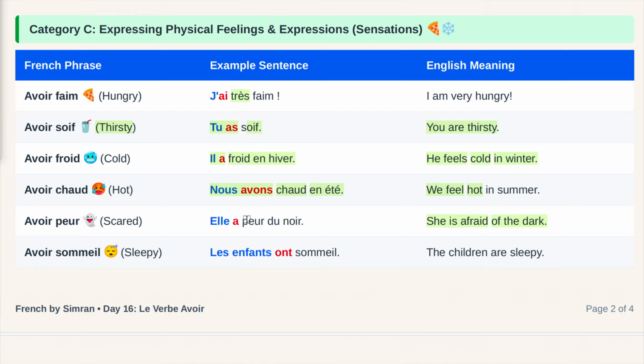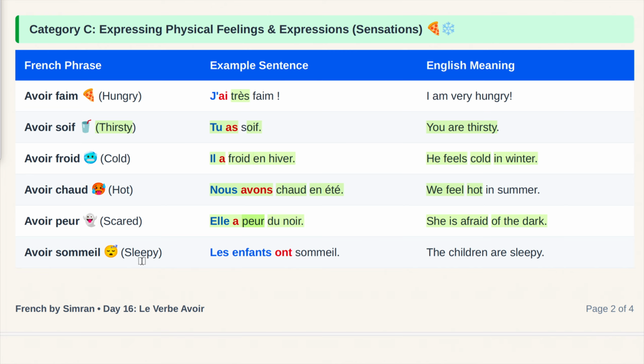So afraid is nothing but peur, P-E-U-R. The sound of EU will be like a soft eu, and P-E-U and this R, it becomes peur. Peur means afraid. So elle a peur means she is afraid. Noir means dark. Of the dark is du noir. Elle a peur du noir.